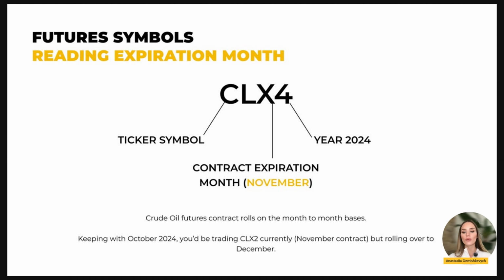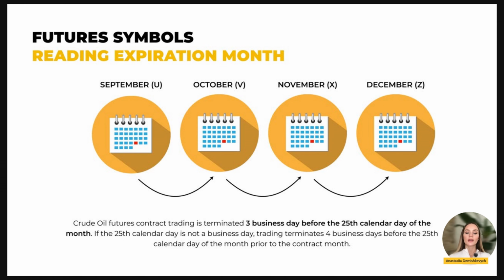CL is the ticker symbol for crude oil. The expiration month in this case is November. The year of expiration is 2024. For crude oil, contracts roll over from month to month. So if you are trading oil in October 2024, that means you are trading the November contract, but you'll roll over to December soon. For crude oil futures specifically, trading is terminated 3 business days before the 25th calendar day of the month. If the 25th, however, is not a business day, then trading terminates 4 business days before the 25th of the month.